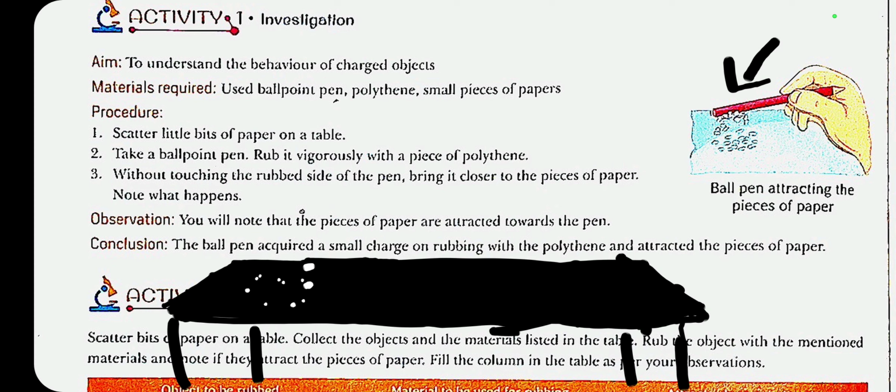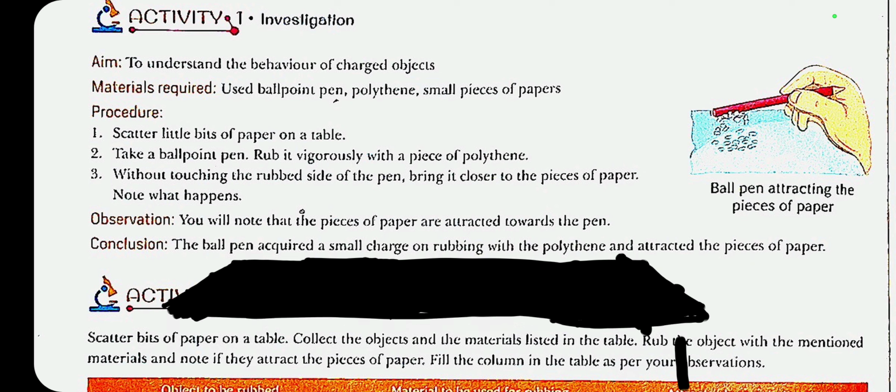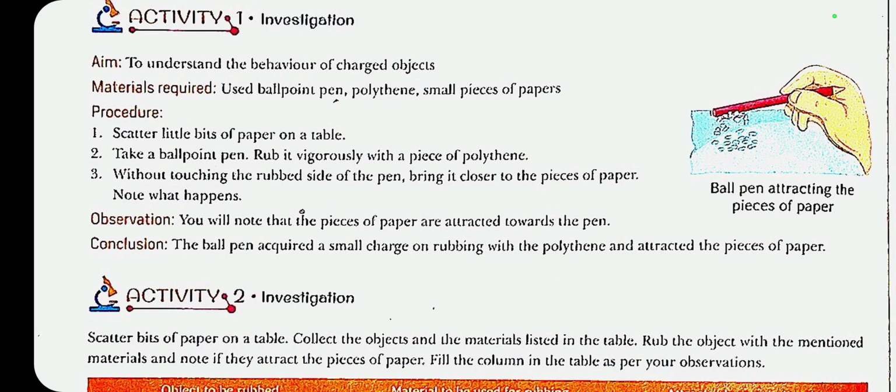Observation. You will note that the pieces of paper are attracted towards the pen. In this diagram we can see some pieces of paper lying and some pieces are attracted to the rubbed side of the ballpoint pen.